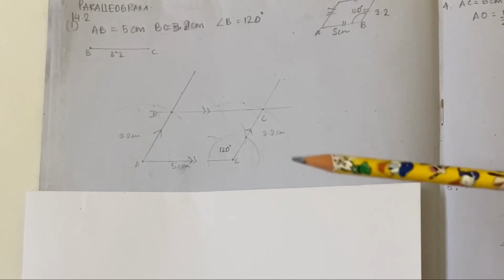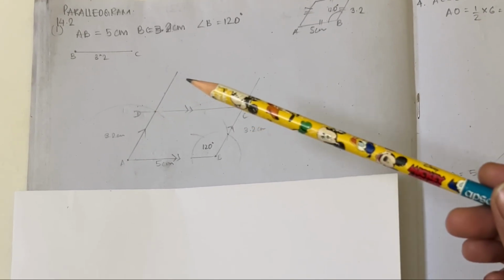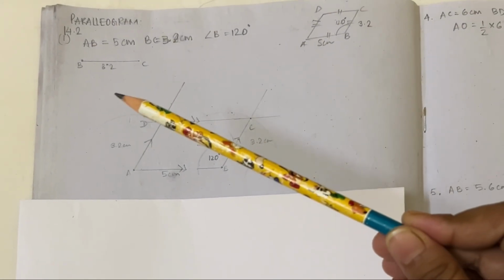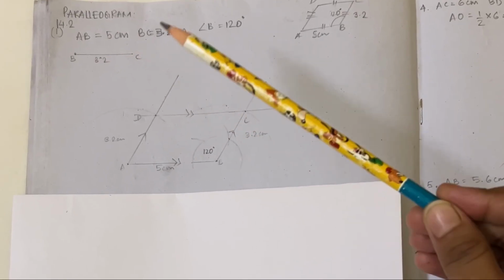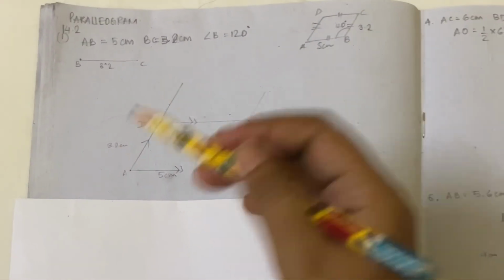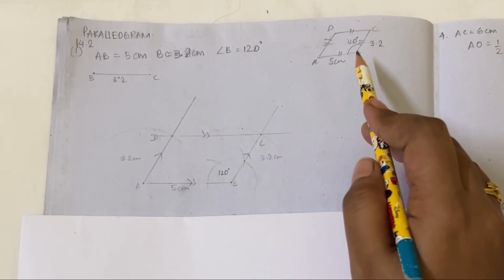Today we are starting with construction of parallelogram, exercise 14.2, class 8, ICSE ML Aggarwal. So now let us look at the first sum, which says AB is given as 5 cm, BC as 3.2 and angle B is 120. So we have drawn the line BC 3.2. Now we have to draw the rough sketch.